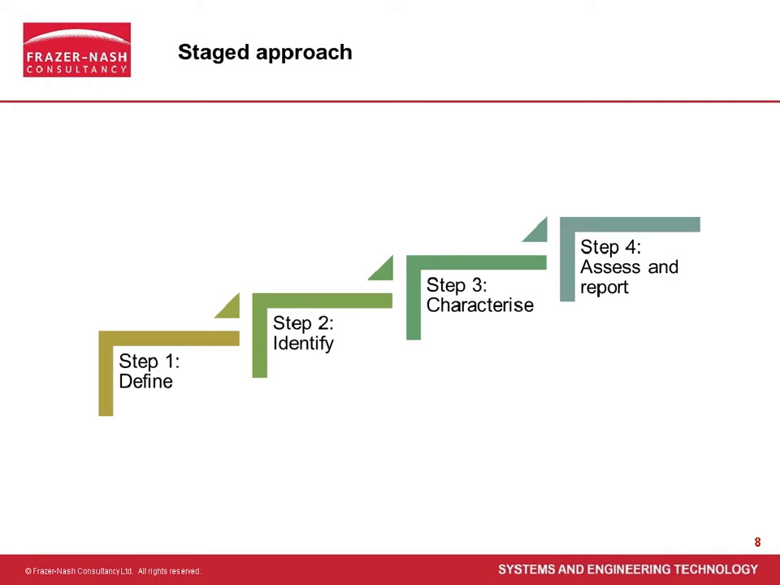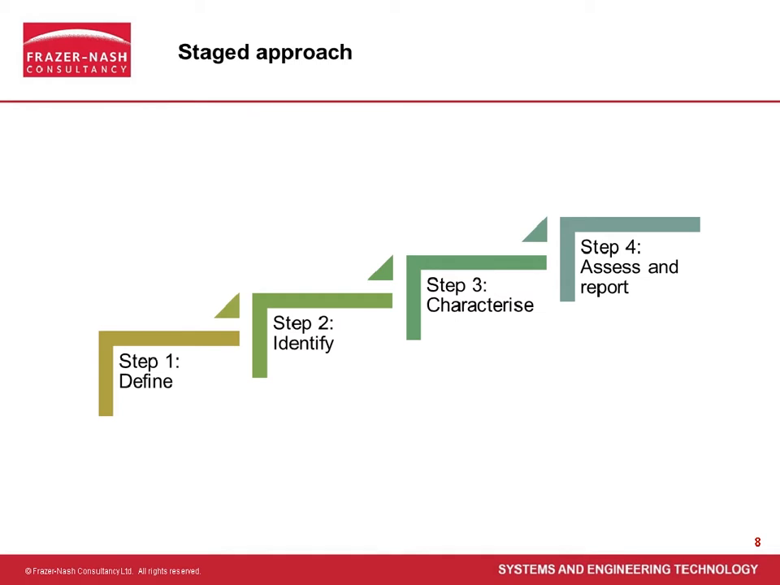The environmental appraisal process can be broken down into 4 key steps. The first step is to define decommissioning activities and parameters, and to understand the nature and extent of proposed decommissioning activities. The second step is to identify potential decommissioning activities and environmental receptor interactions.